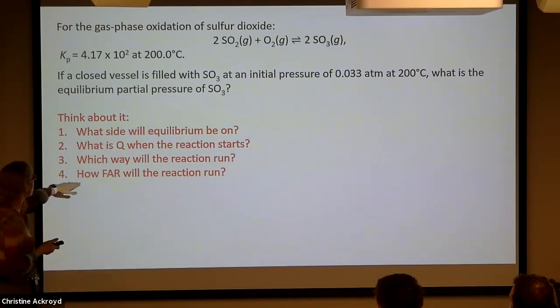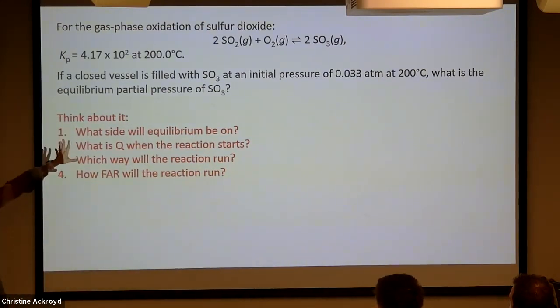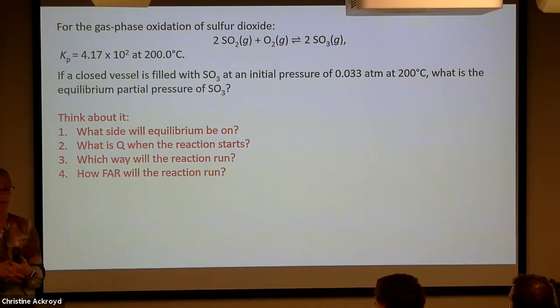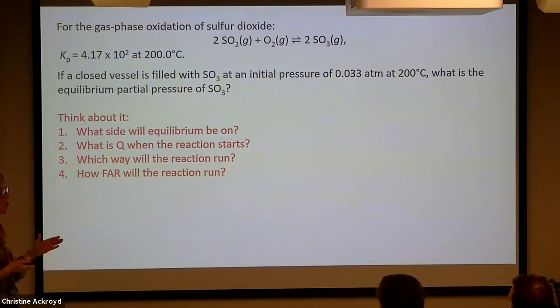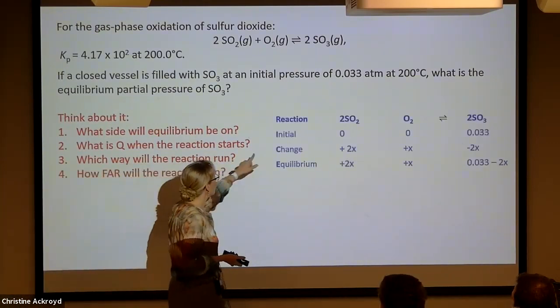Okay, how far to the left is the reaction gonna run from these conditions? It's a little bit, right? We don't have to have very much starting material to satisfy. Okay, so what does our rice table look like? Set up the reaction.